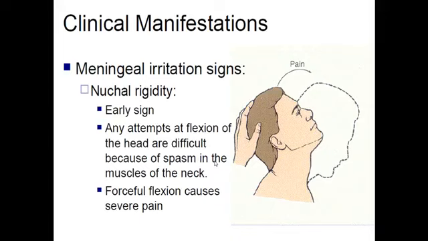Meningeal irritation signs: nuchal rigidity, an early sign. Flexion of the head is difficult because of spasm in the muscles of the neck. There will be neck muscle spasm, so the neck will be stiff and will not be easily rotated. And if we apply force for flexion, it causes severe pain.